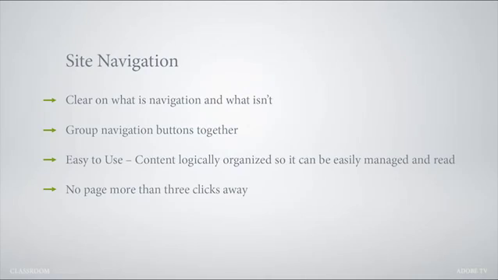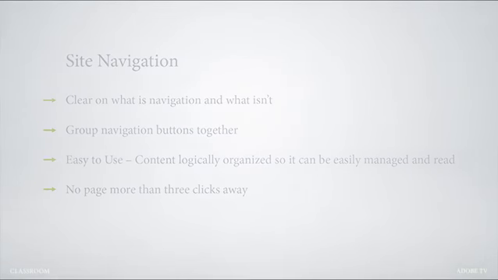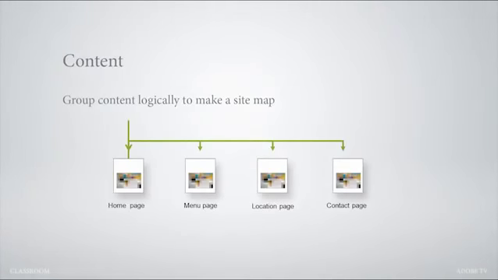But really there are different types of models of navigation. So it kind of depends on your content. So the first thing you need to decide is what your content is. In this case, the site is pretty simple. It's just going to have a home page, a menu page, a location page, and a contact page. Okay, so the content for the site is pretty simple. But there are different ways of organizing this content.